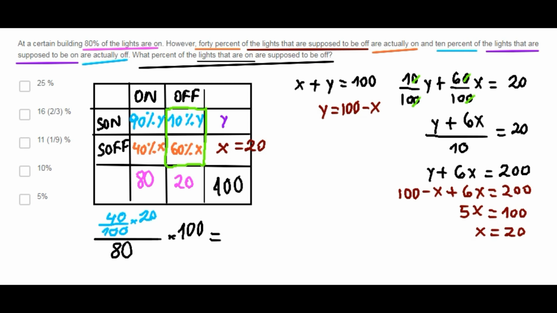So here we can cancel zeros, so we get 8 over 80 times 100. This is 1 over 10, so 10% of the lights that are on are supposed to be off. Choice D is correct.